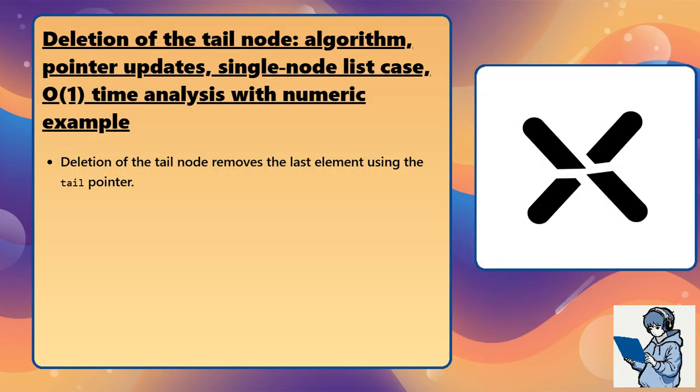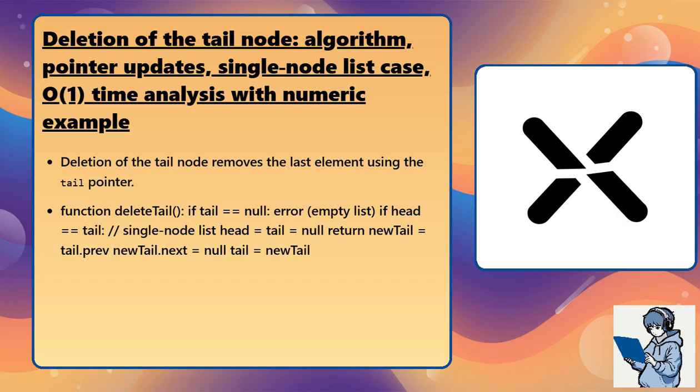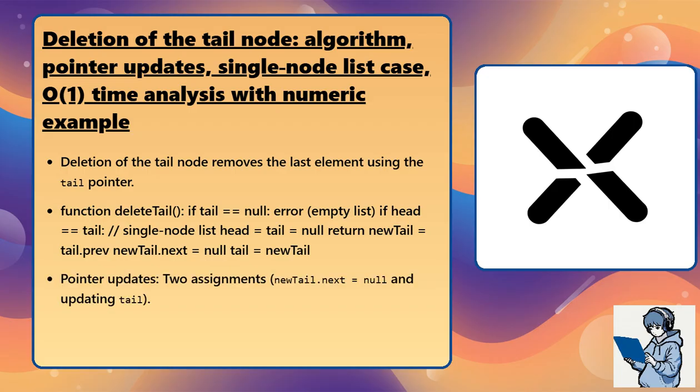Deletion of the tail node removes the last element using the tail pointer. Function delete tail. If tail equals null, error empty list. If head equals tail, single node list, set head and tail to null, return. Set new tail to tail dot previous. Set new tail dot next to null. Set tail to new tail. Pointer updates: 2 assignments, new tail dot next equals null and updating tail. Single node case, same as head deletion, list becomes empty.